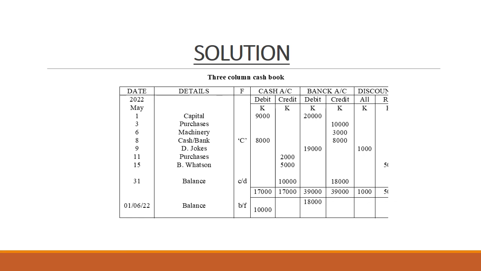But within the trading period of May, we received discounts as we were making payments. So we received a discount of 500, and we also allowed some discounts of 1,000 kwacha. Remember, when you are trading, discounts are allowed so that you can motivate your customers to buy in bulk or to pay their accounts promptly, like we mentioned in the previous lesson. So guys, that's the three-column cash book.